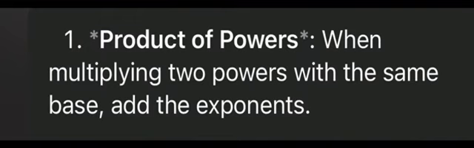Laws of exponents. There are 3 main laws of exponents. Number 1, product of powers. When multiplying 2 powers with the same base, add the exponents. So 2 to the power 2 multiplied by 2 to the power 3: you take 1 base, then you add 2 plus 3, which gives you 5.